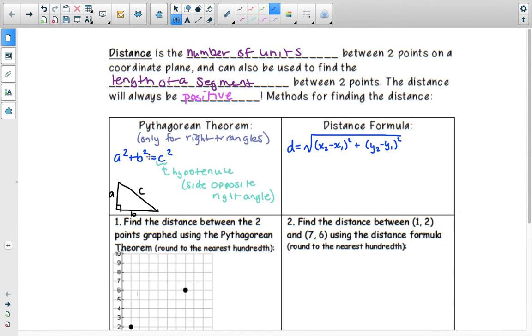But where does the square root come from? Well, if I want to solve for c, that length right there, I would need to do the inverse of a square, which is square rooting, which is where the square root comes from.